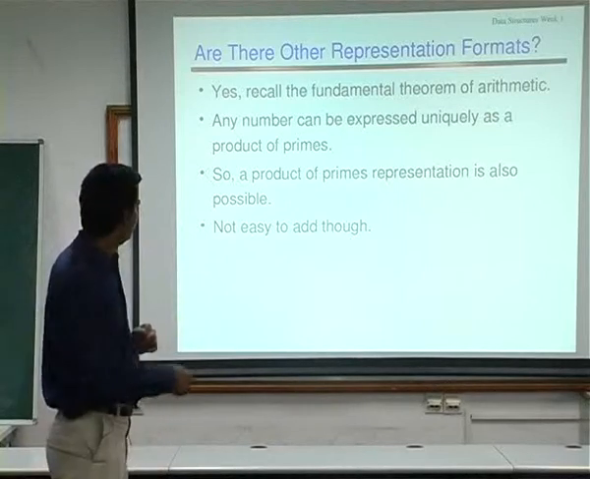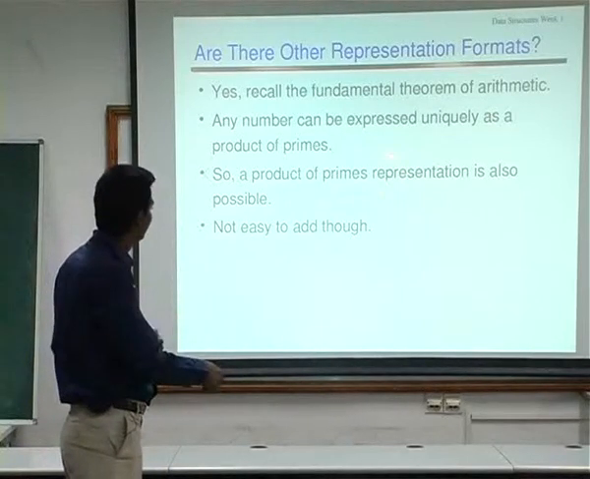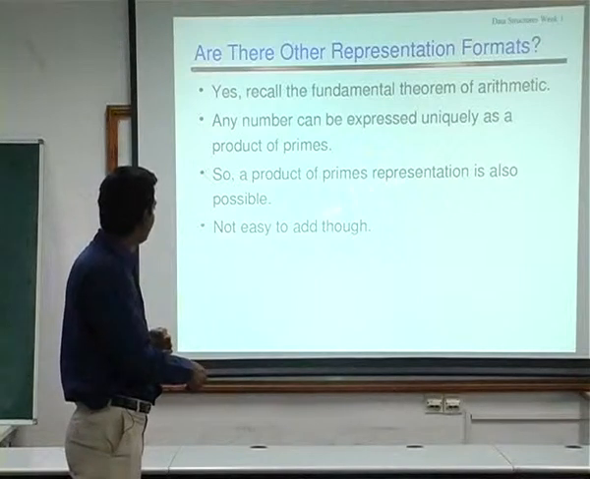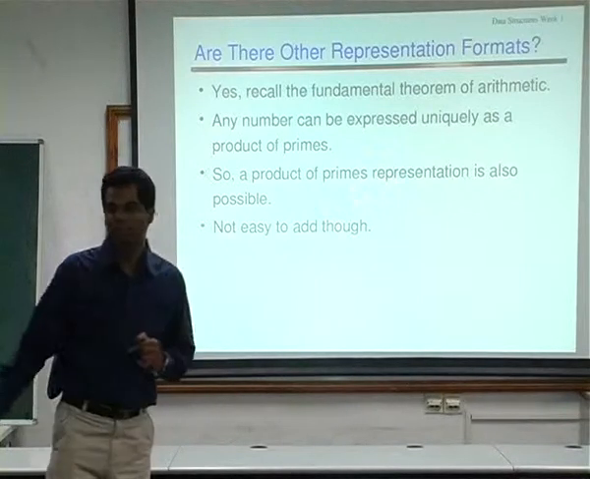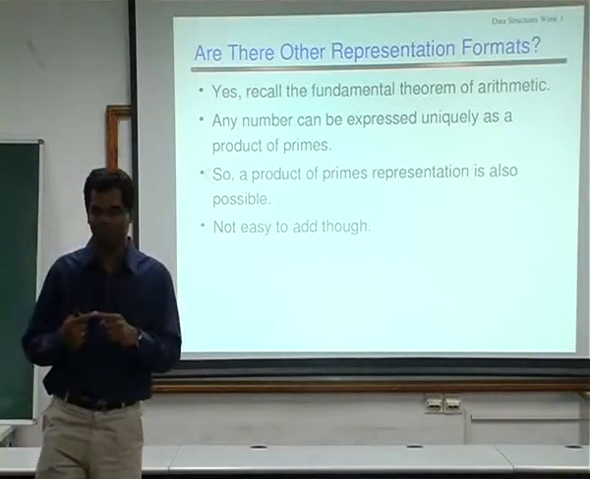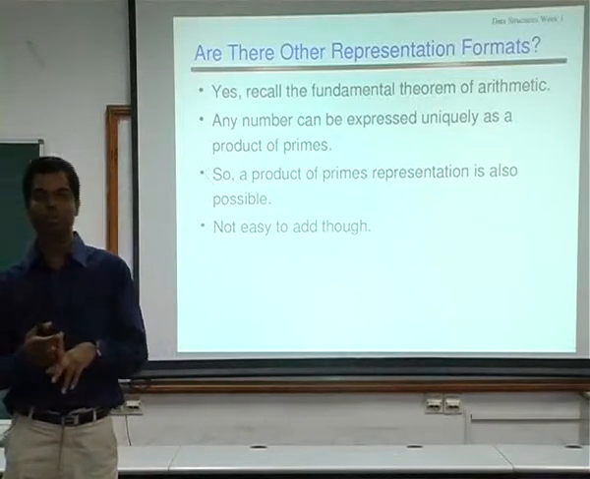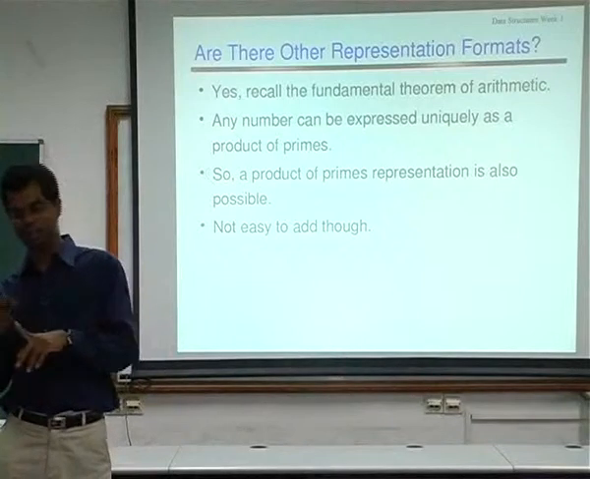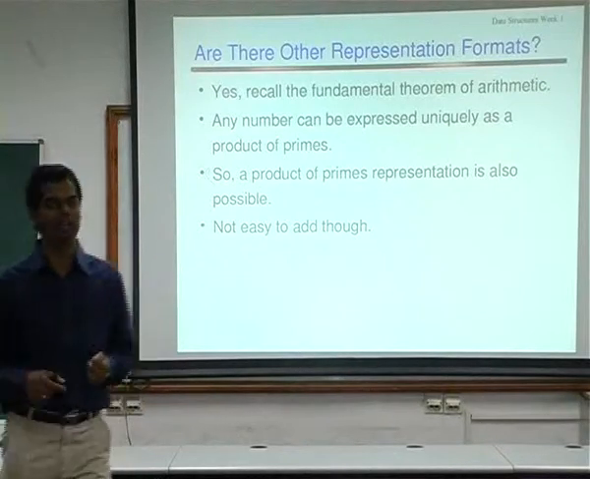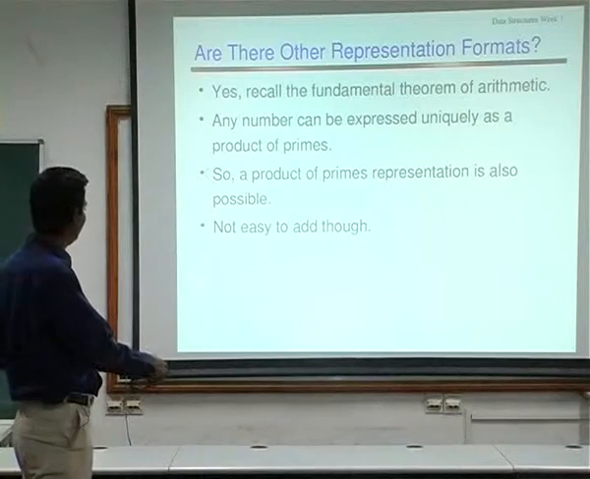Okay. Now, you can see that in that representation, it's very easy to multiply, because you just have to add the exponents, right? So if you have 2 to the 3 and 3 to the 2, then the product is simply 2 to the 3 concatenated with 3 to the 2, whatever its value is, right? But then it's not very easy to add, though.